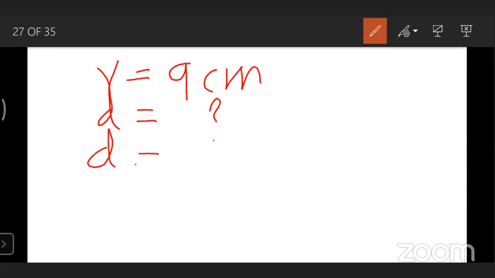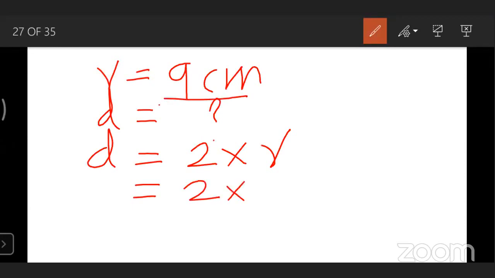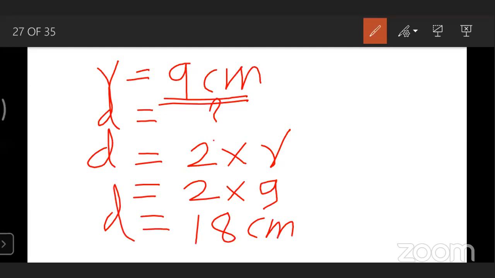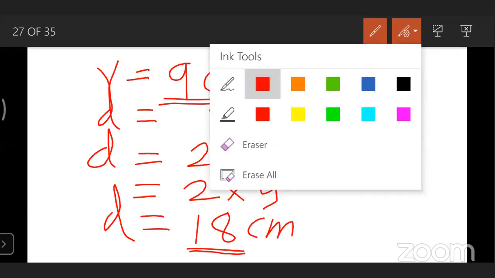Radius multiplied by 2. Very good. Diameter is equal to 2 multiplied by radius. What is the radius here? 9 centimeter. So 2 multiplied by 9 is 18 centimeter. Very nice, student. So the diameter is 18 centimeter. If the radius is 9 centimeter, then the diameter will be double of it, so it's 18 centimeter, right?